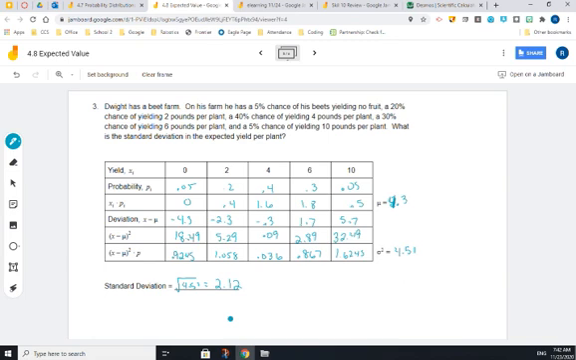Now we don't know for sure that this is normally distributed, but if it was, we would expect that 60% of the time or better, it's going to be between 4.3 plus 2.12, so in other words about 6.4, or 4.3 minus 2.12, so in other words about 2.2. So 60% of the time, Dwight can expect a yield per plant somewhere between 2 pounds and 6 pounds. That's what we've come up with here as kind of an estimate. Okay, so that's the idea of standard deviation.